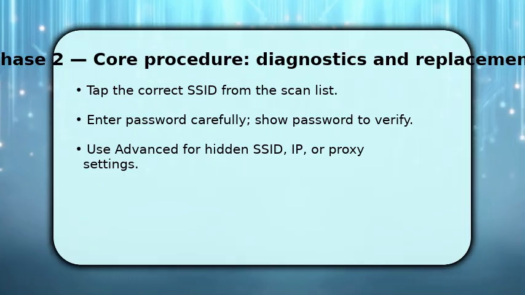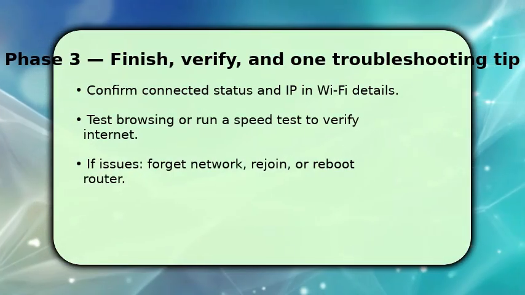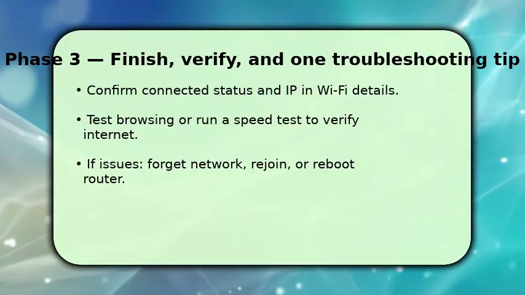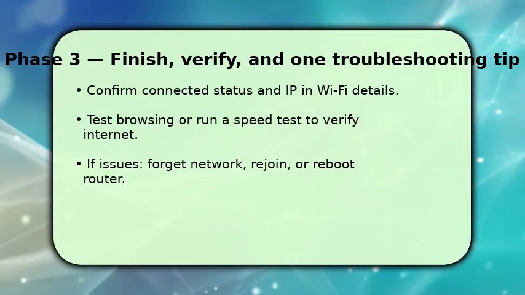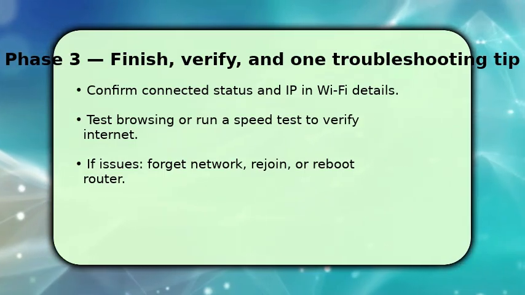You finish by verifying the device shows connected and an IP address in the Wi-Fi details. This proves you're on the local network. Next, test connectivity. Open a website or run a simple speed test to ensure internet access.